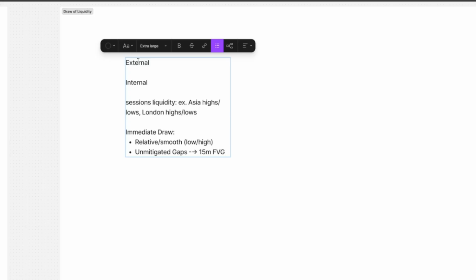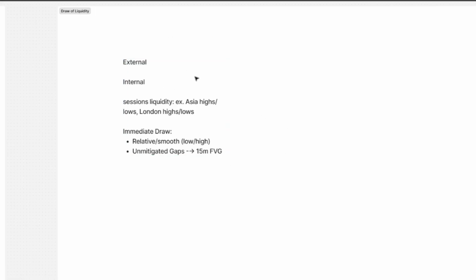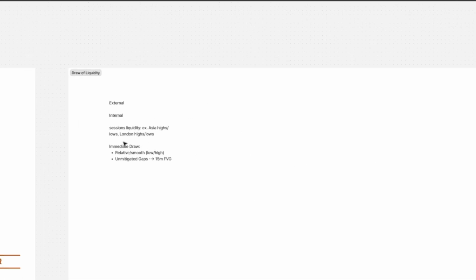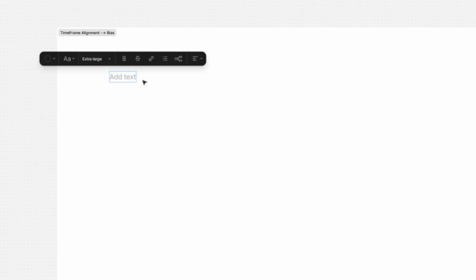a core case for me. That's all the liquidity that I really focus on: external, internal, session liquidities, and for immediate draws, relative highs and lows, and unmitigated gaps. I'll show more examples when I try to frame everything together, but that's it for this section here. We move on forward to time frame alignment here. Okay, time frame alignment here.